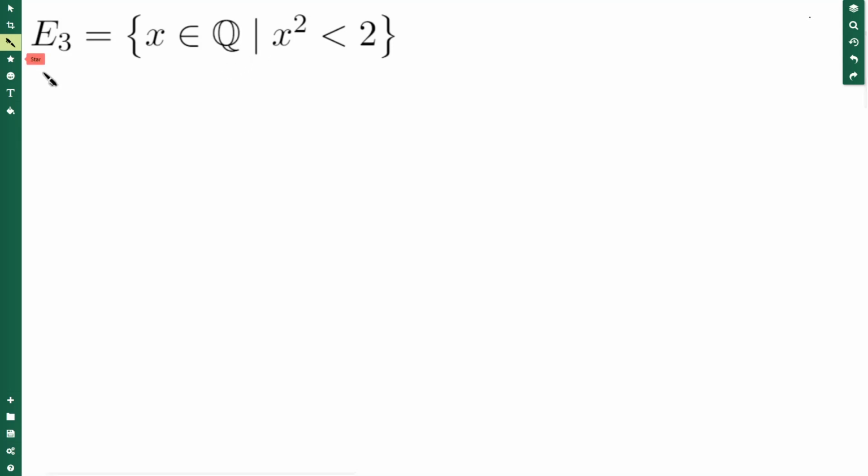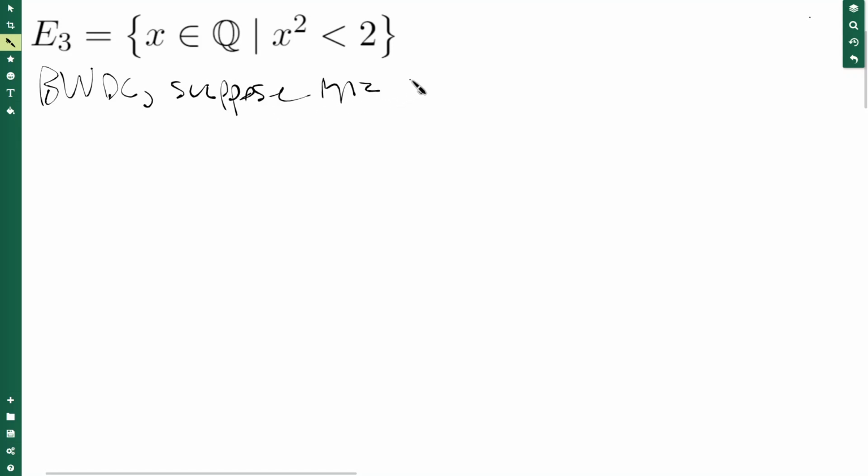Okay, so we're given the set. We're going to start by showing that the supremum doesn't exist. And to do that, let's give a structure of the proof that we're going to do. First, let's take some m, and let's say, by way of contradiction, suppose m is the supremum of the set E3. Well, let's consider two cases.